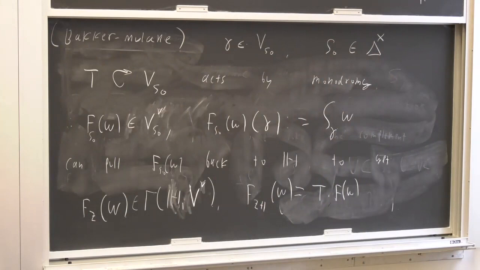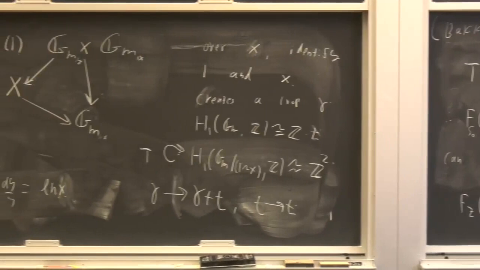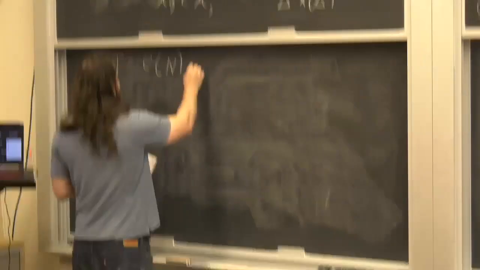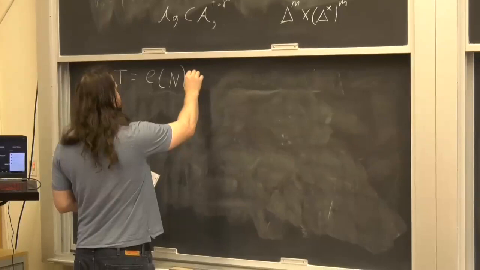Okay, what we're going to do is modify it slightly such that we can get a well-defined function on our actual punctured disk. And the way we do this is as follows. So first, we're going to write T as e of N for some N, so e to the 2 pi i, some operator N.